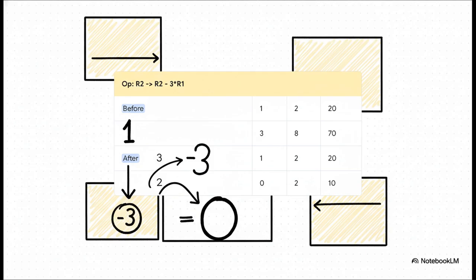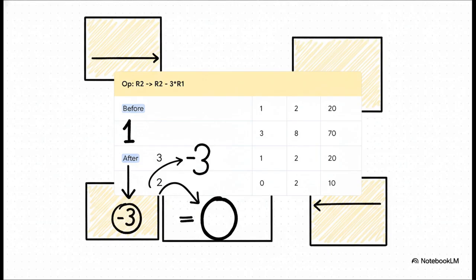We have our leading 1 in place, so our next job is to make every other entry in that first column a 0. Let's look at the second row, which starts with a 10. Our strategy is to use row 1 to eliminate that 10. We're going to perform this operation. Take row 2 and subtract 10 times row 1 from it. See how that works? 10 minus 10 times 1 gives us the 0 we need.